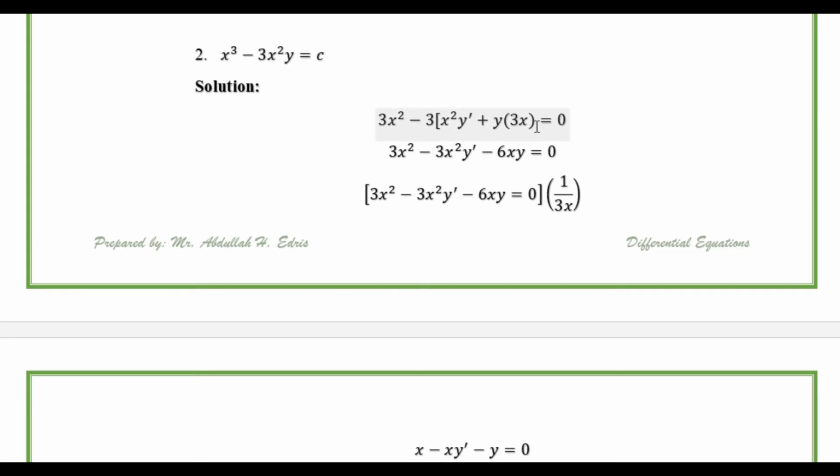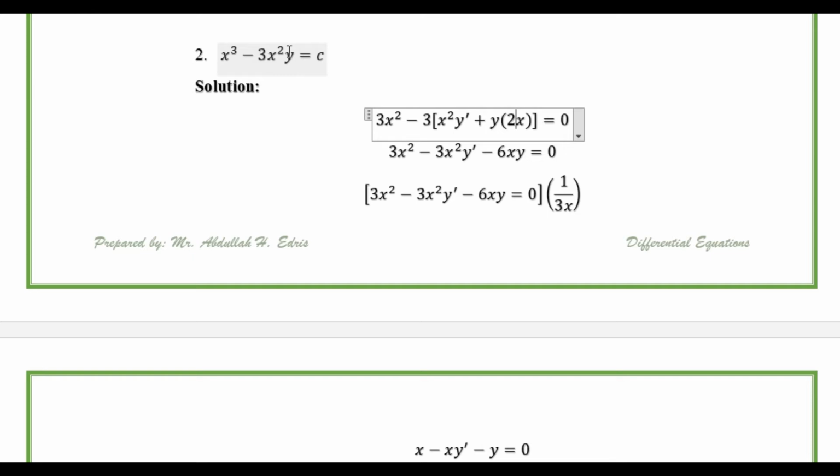By the way, ito, dapat may close bracket yan dito. Or pwede rin na ito, isama nila dito. At saka ito, dapat 2 rin ito, not 3. So kindly pakicorrect yung handouts na binigay ko sa inyo.